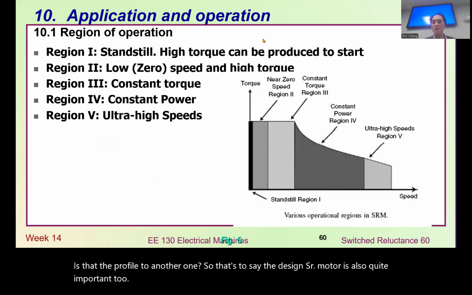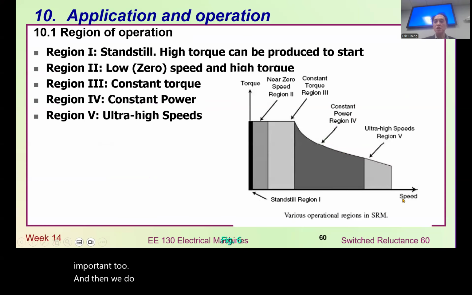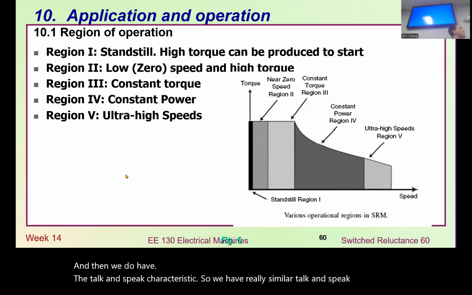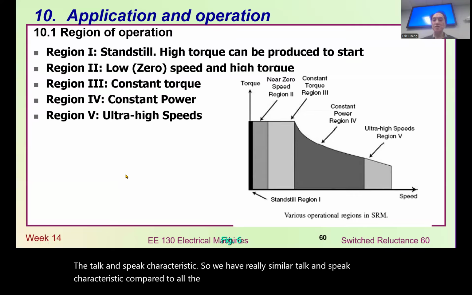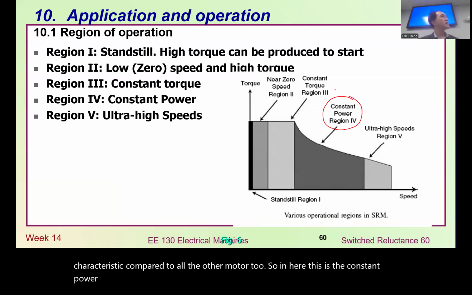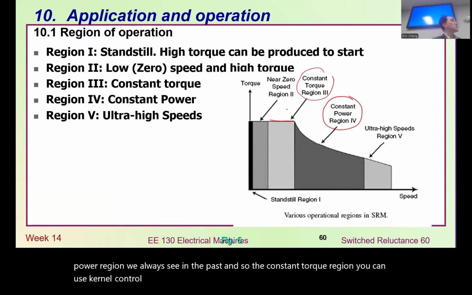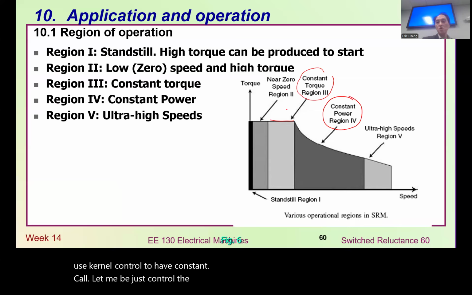And then we do have the torque and speed characteristic. We have a really similar torque and speed characteristic compared to all the other motors too. Here, this is the constant power region we always see in the past. And in the constant torque region, we can use current mode control to have constant torque. That means we just control the current, and we can have constant torque.